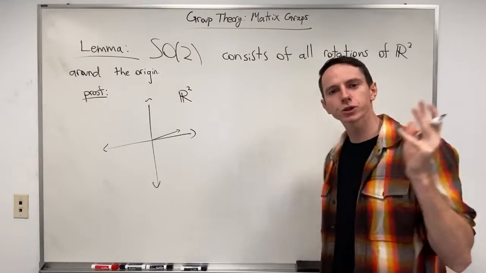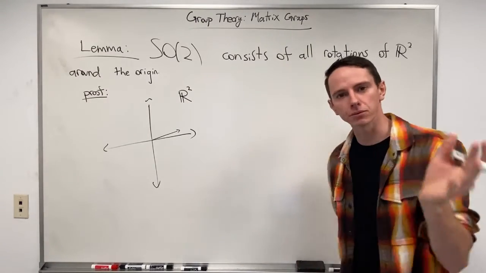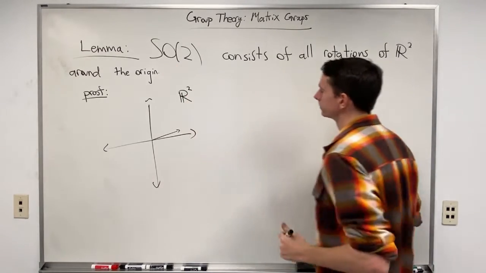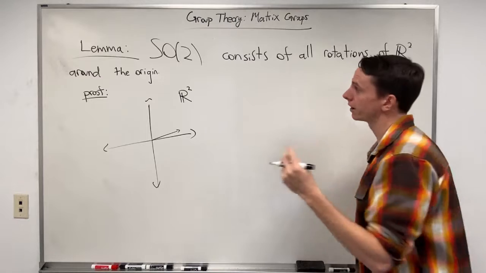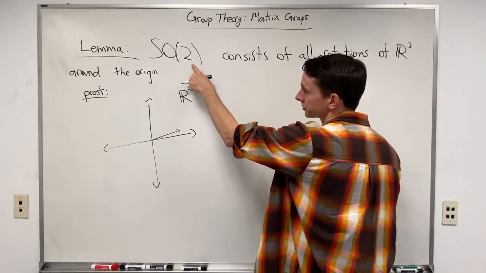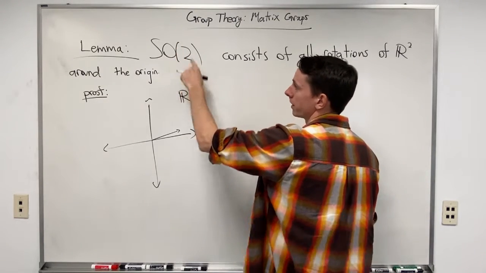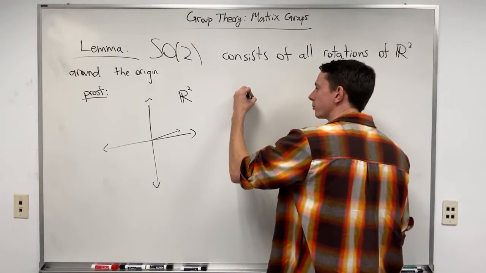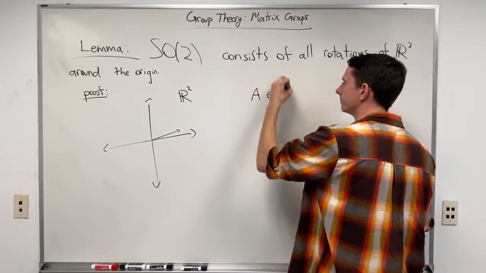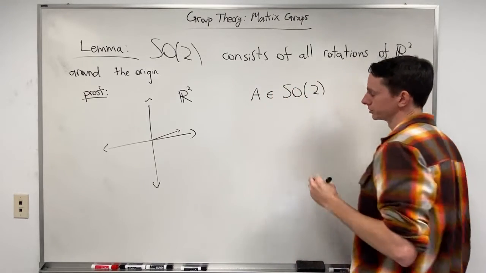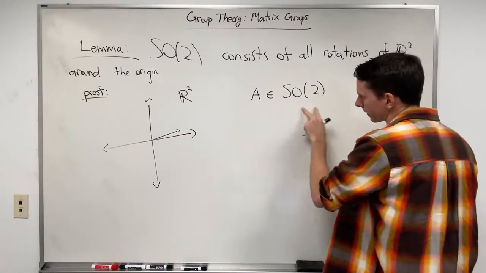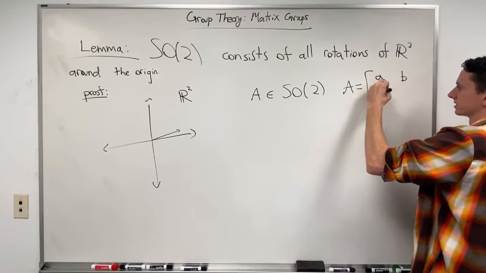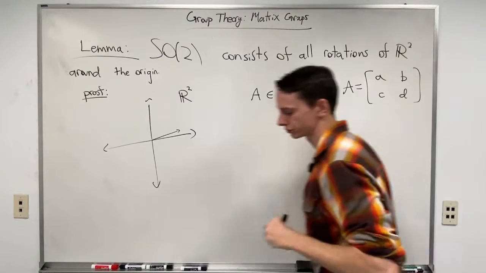Okay. So let's first go about proving that, and then think about what that means. So first of all, SO2 is going to be the set of all 2 by 2 matrices that are orthogonal, that have a determinant of 1, the special part, right? So let's say that we have a matrix A in SO2, and if A is in SO2, we can come up with its general structure like this. It's going to be some 2 by 2 matrix, right?